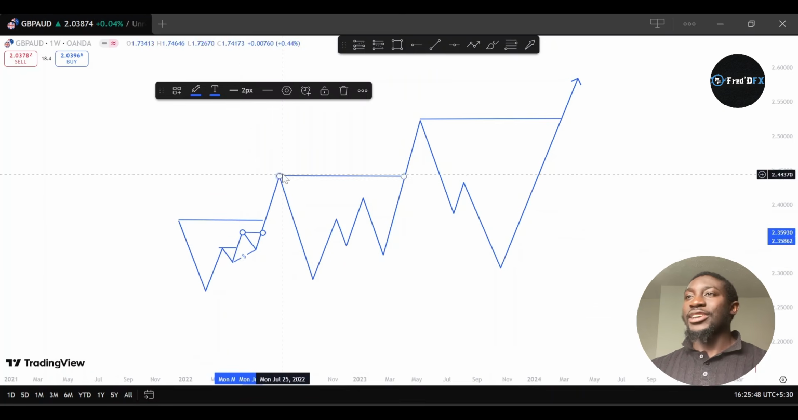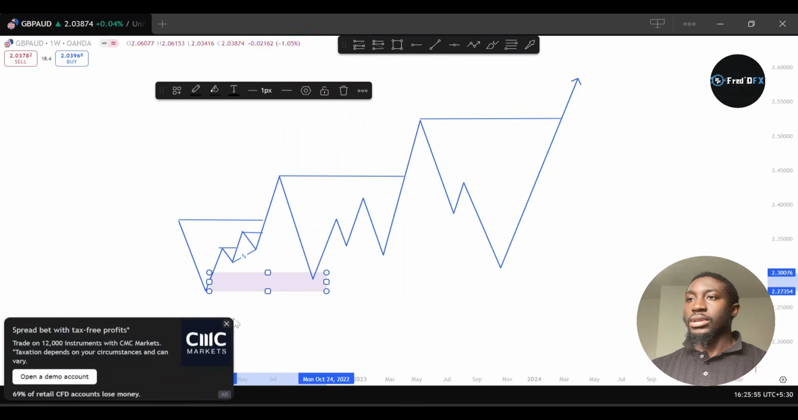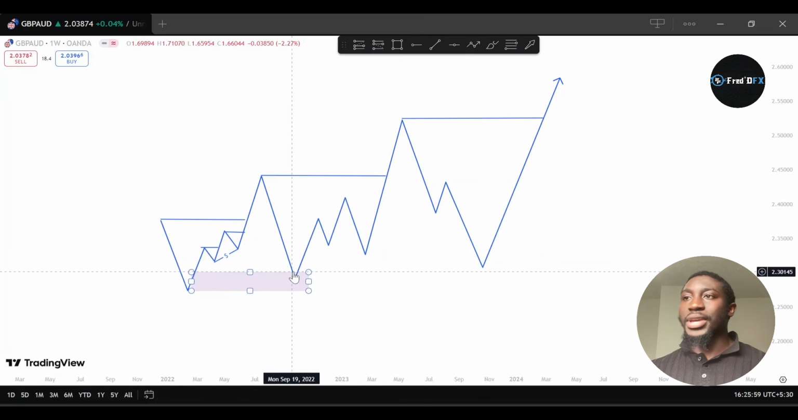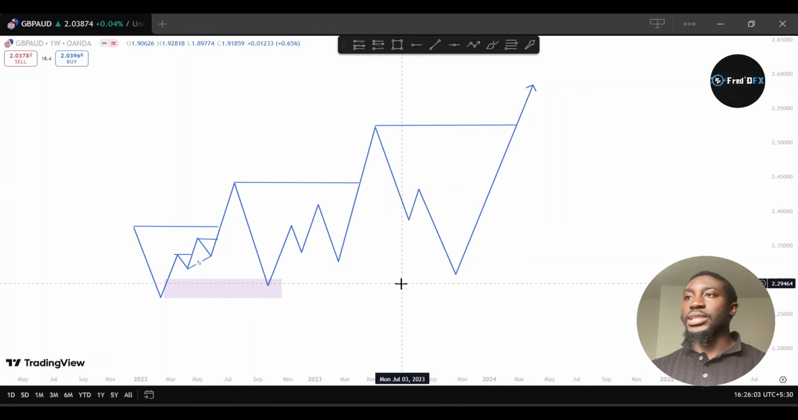That is it. Now for your pullback, this is your pullback. Price tapped into your 4 hours order block, and that was how you swing your trade. You enter from here. That one is on the next step. Then let me explain inducement.